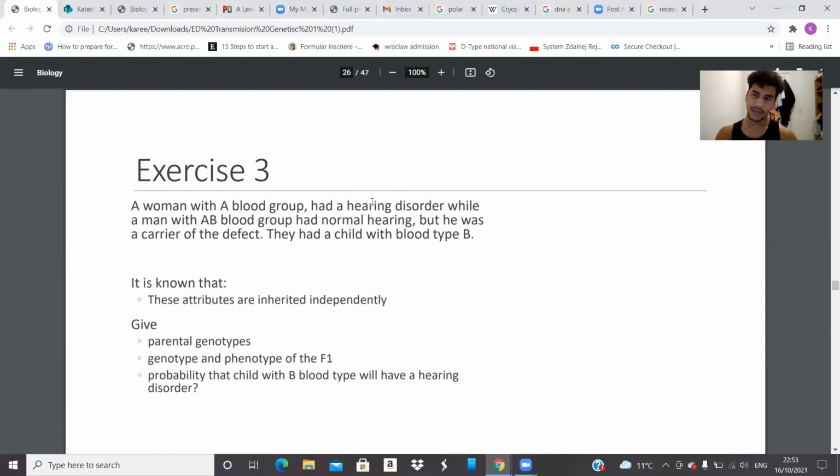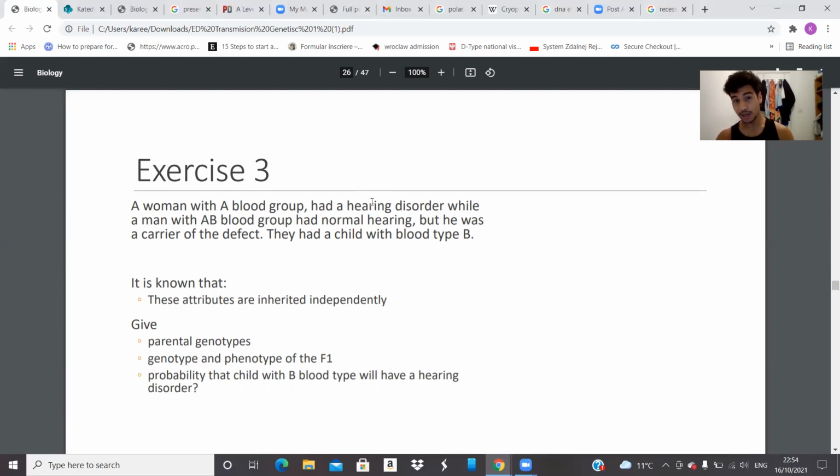So the woman has blood type A, and we said that A is dominant over O, but is co-dominant with B. So there are only two cases where she can have the phenotype blood type A: if she had the genotype AA or AO. The man has the genotype AB because he has the phenotype AB and they're both co-dominant. When they have a child, the child has blood type B. This can only happen if the woman has genotype AO.